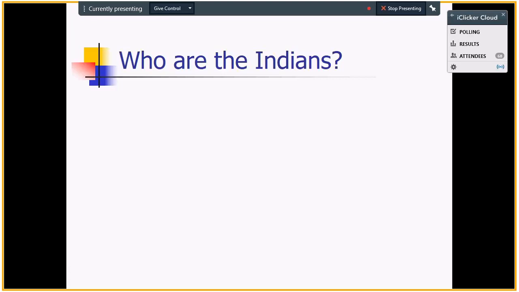Now, for this point, who are the Indians? This was a point of immense concern for the Europeans once they got here.